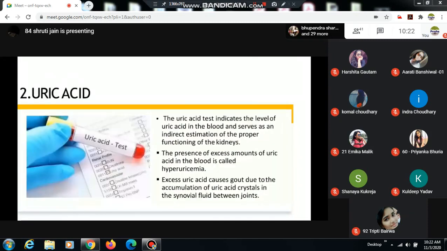Uric acid. The uric acid test indicates the level of uric acid in the blood and serves as an indirect estimate. An excess amount of uric acid in the blood is called hyperuricemia. When the amount of uric acid in the blood increases, it is called hyperuricemia. Excess uric acid causes gout, with fluid between joints.